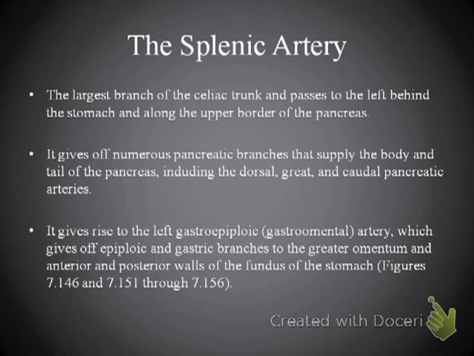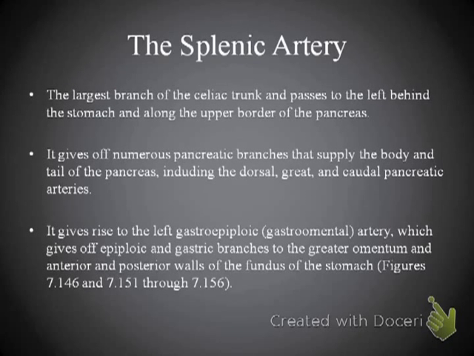The splenic artery is the largest branch of the celiac trunk and passes to the left behind the stomach and along the upper border of the pancreas. It gives off numerous pancreatic branches that supply the body and tail of the pancreas, including the dorsal, great, and caudal pancreatic arteries. It gives rise to the left gastroepiploic or gastroomental artery, which gives off epiploic and gastric branches to the greater omentum and anterior and posterior walls of the fundus of the stomach.